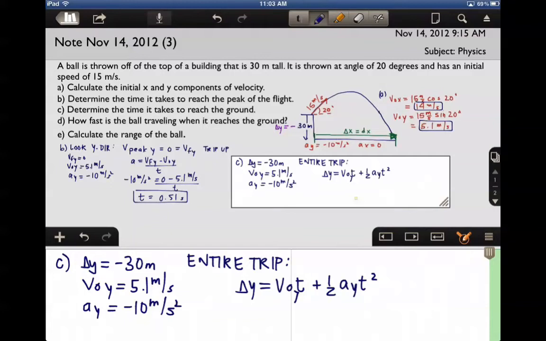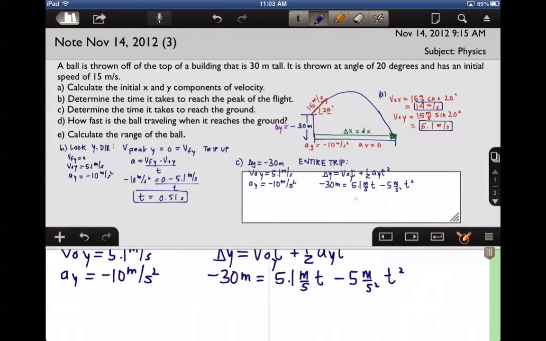And I actually know everything in this equation except for time, which is what I'm trying to solve for. I will end up with a quadratic, which means I'll have to use the quadratic formula to be able to solve it. Let's plug in what we know. One half times A is negative 5 times time squared. So I end up with the following quadratic.